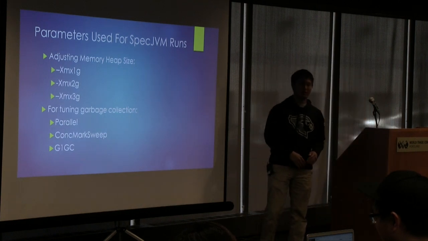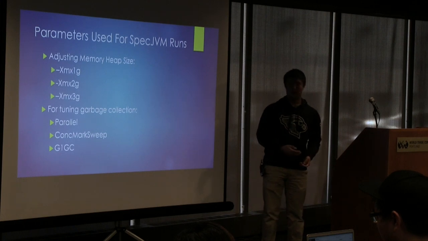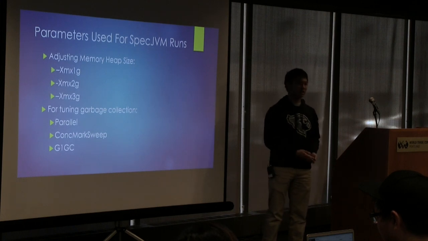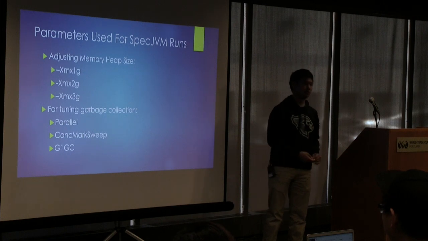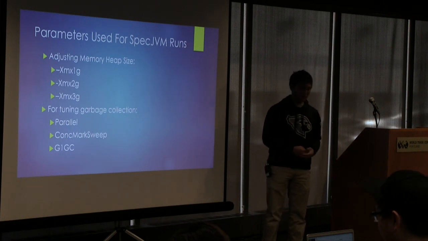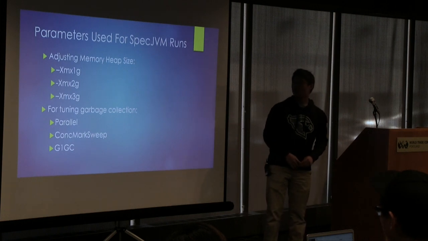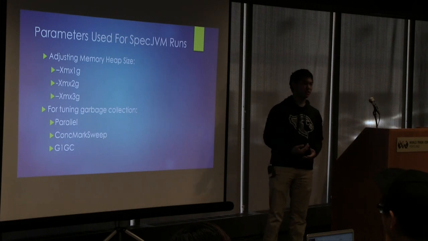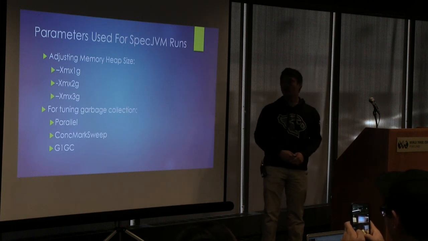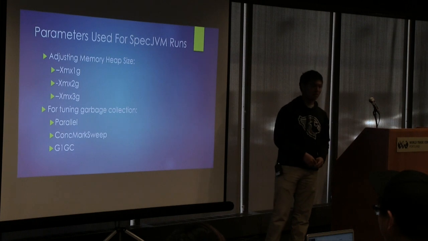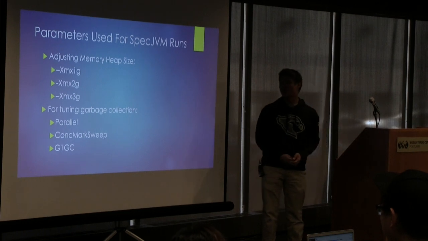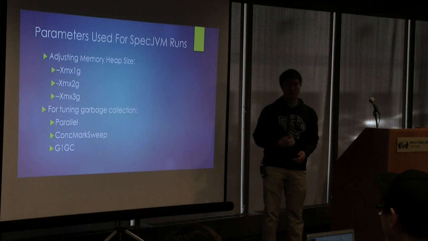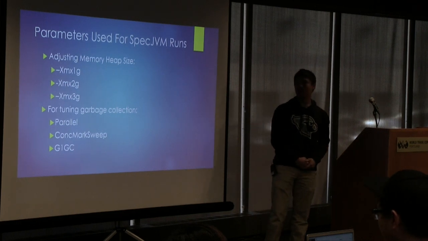For the parameters used for the SpecJVM runs, I focused on one parameter at a time, and the 2 parameters I focused on were adjusting the memory heap size and garbage collection. For adjusting the memory heap size, I used 3 different adjustments of the parameter in addition to my default, and the 3 different ones are -Xmx1G, 2G, and 3G. The -X signifies that you're changing the memory heap size in Java, and the mx suggests that you're changing the maximum heap memory size. The 1G is just 1 gigabyte, 2 gigabytes, or 3 gigabytes. Thus, these different adjustments are changing the maximum heap memory size of your SpecJVM benchmark runs.